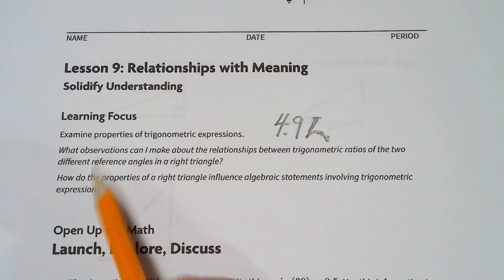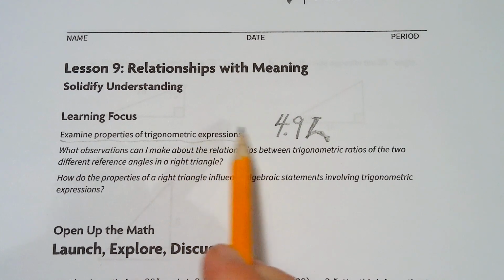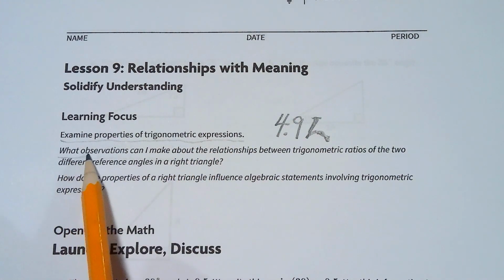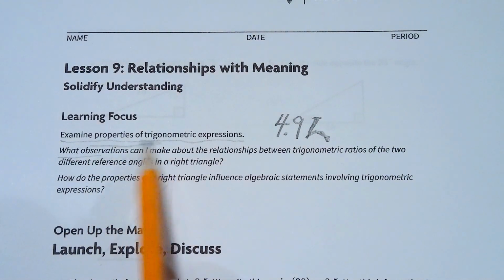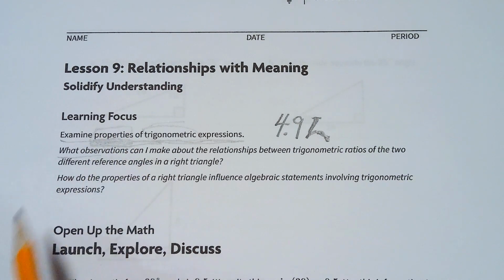Okay. Examine properties of trigonometric expressions. What properties of expressions of trigonometric ratios? That means basically what can they do for us? What are they actually? A property is like a feature. So what are their features?